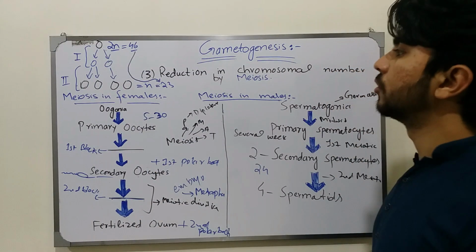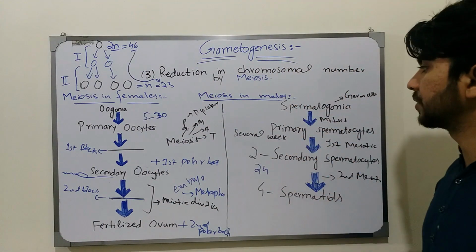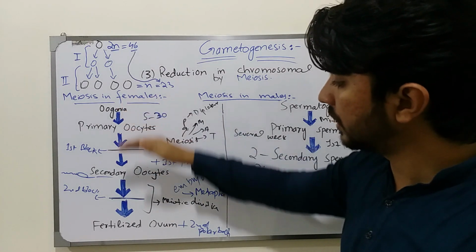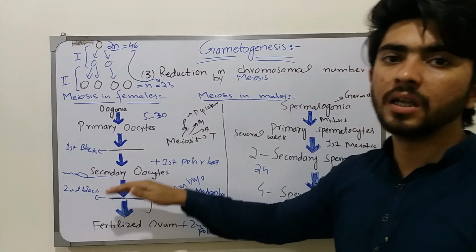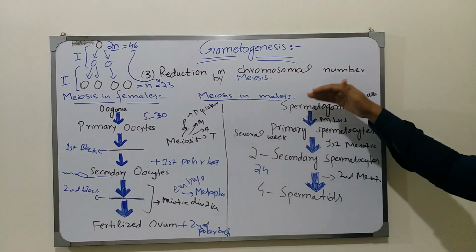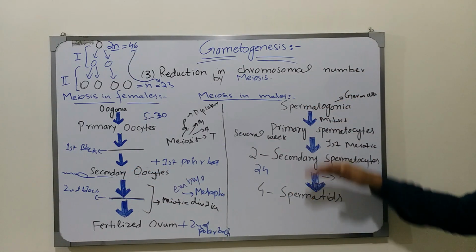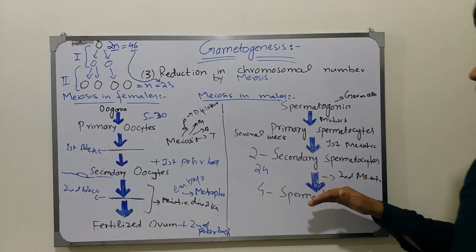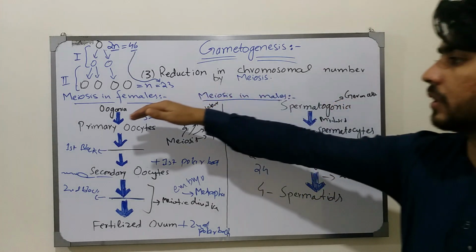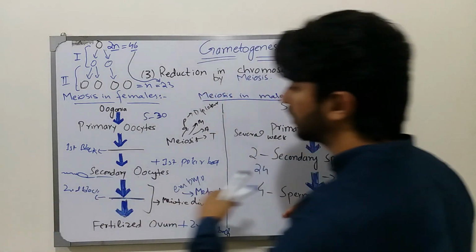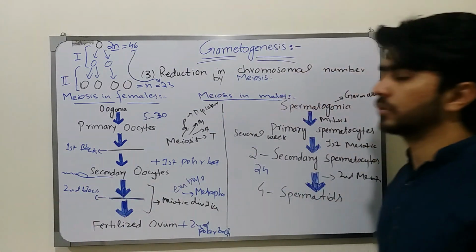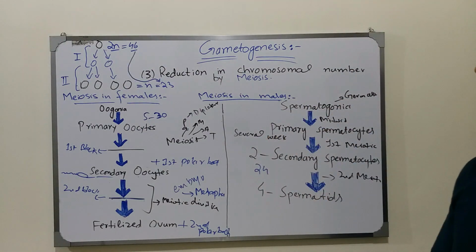This is the whole scenario of the reduction in the chromosome number by the meiosis process. So in the oogonia, the oocytes are formed, and all of these are haploid, while the spermatogonia form the spermatids, and all of them are haploid, while the parent cells are diploid. Spermatogonia diploid, oogonia diploid. So they are forming the haploid daughter cells. This is what is meant by the reduction in the chromosome number by meiosis.